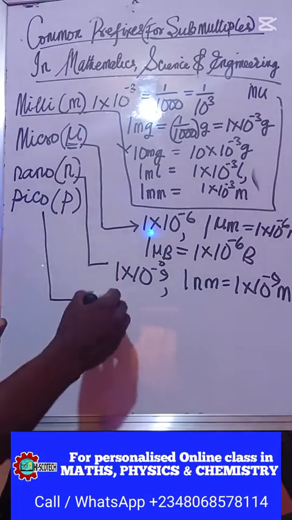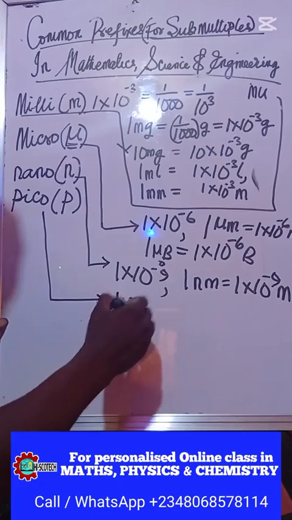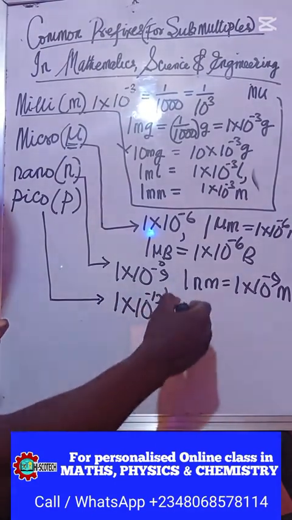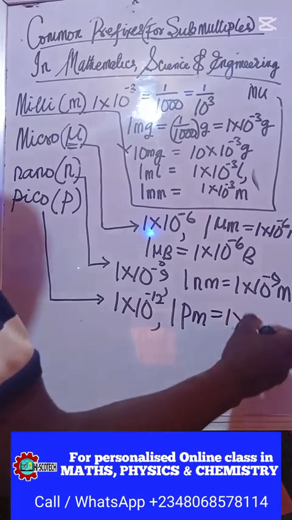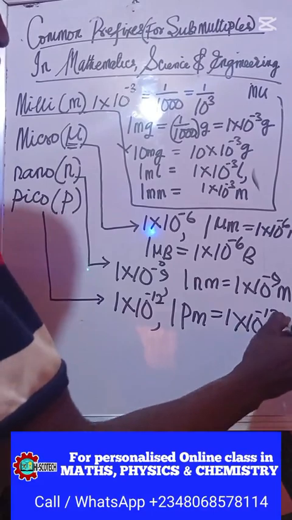Next we have pico. 1 pico is equivalent to 1 times 10 raised to the power minus 12. For example, 1 picometer is equal to 1 times 10 to the power minus 12 meters.